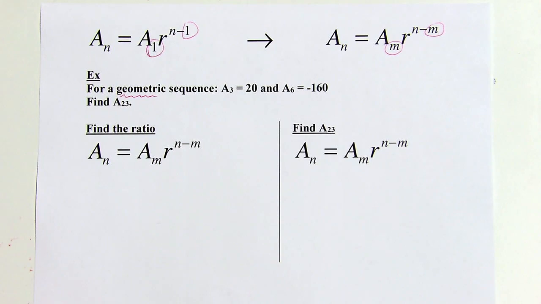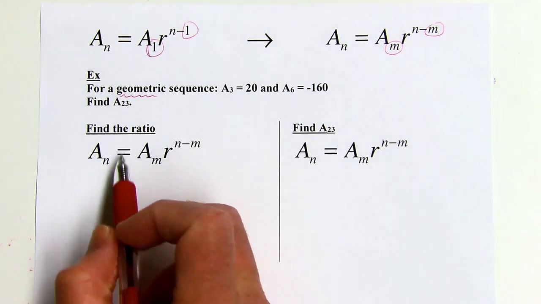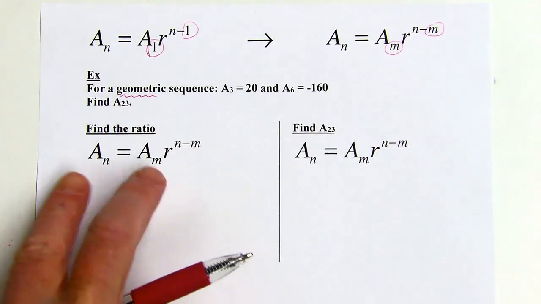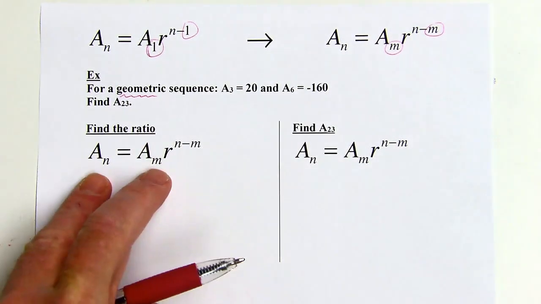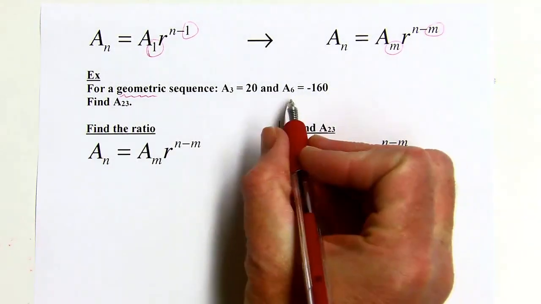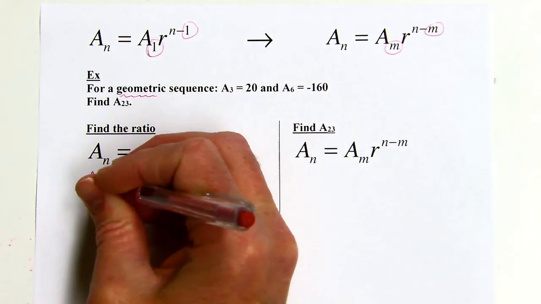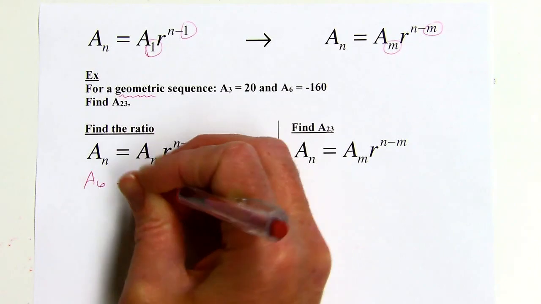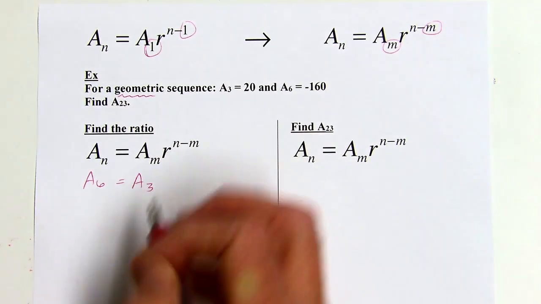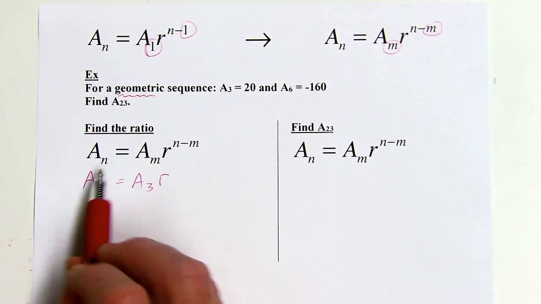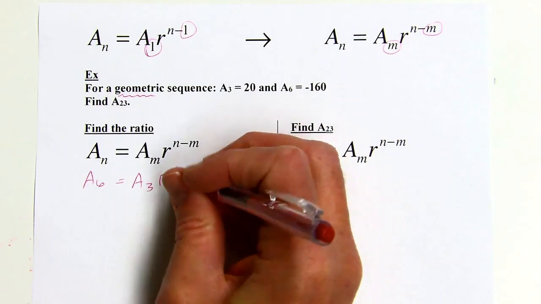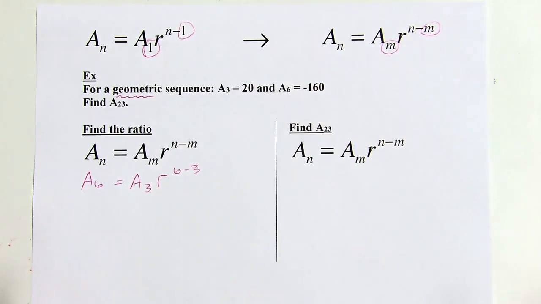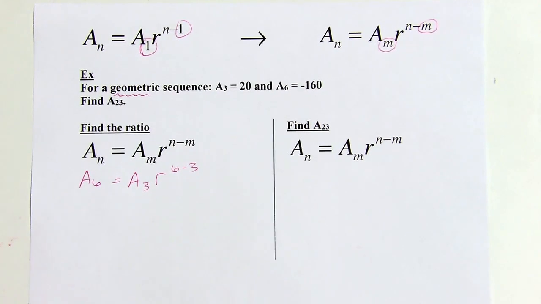Okay, and what I'm going to do first is find the ratio. So I'm going to plug the two known terms in these positions. So I could put a sub 3 in either one of these slots. I like to put the higher term number in the first slot and the lower term number in the second slot because I've got to subtract, it's n minus m. So here it's going to be 6 minus 3. I'd rather just have that exponent be positive, so that's why I like to put the higher one there. And then I don't have to deal with a negative exponent.